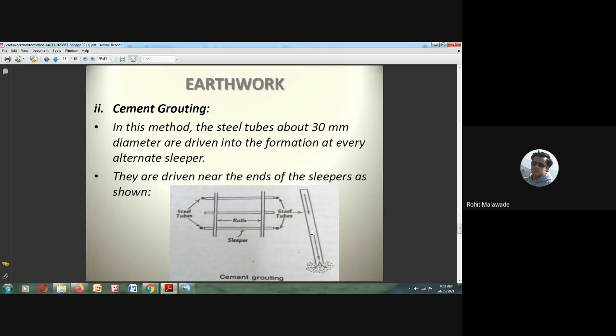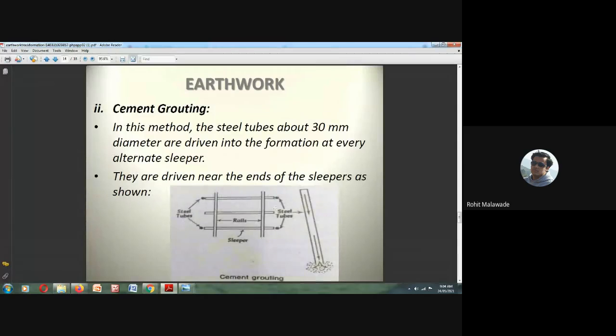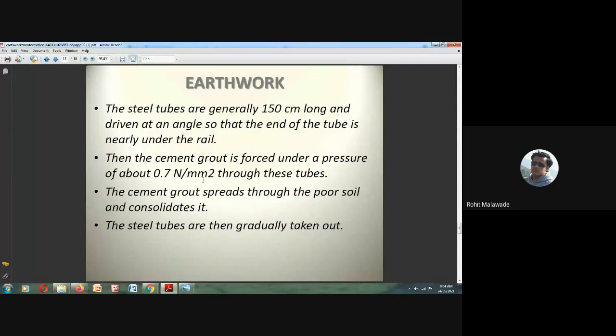These steel tubes are generally 150 centimeter long. The depth is going to be 150 centimeter, and the tube is driven at an angle, nearly under the rails. The cement grout is forced under a pressure of about 0.7 newton per mm square through these tubes. The cement grout is going to spread into the poor soil and consolidate it.